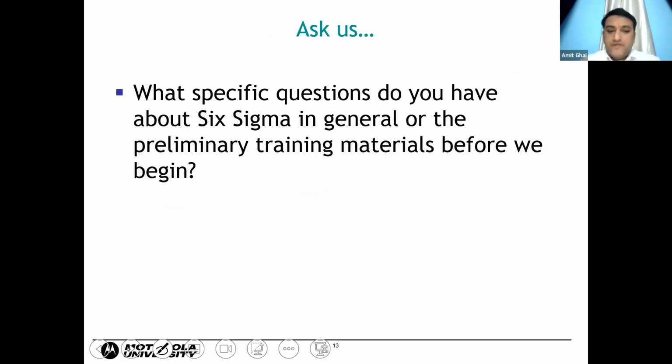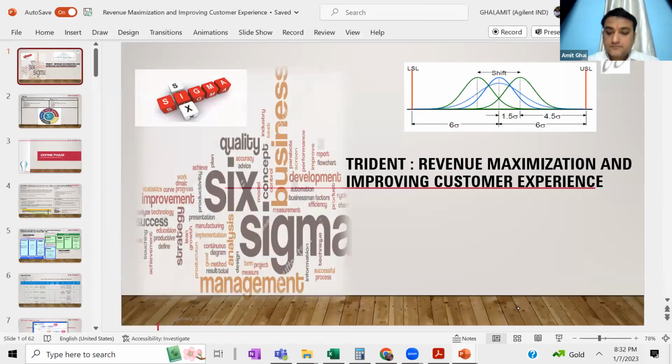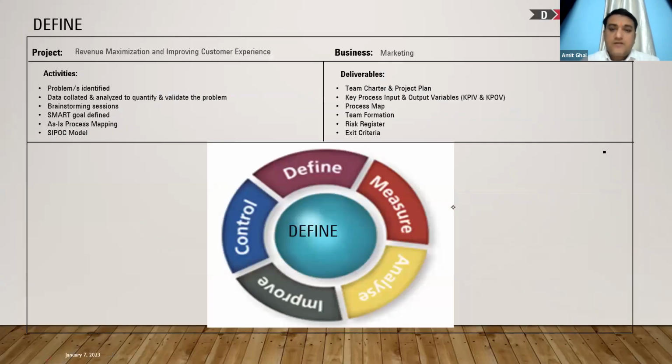So what we will do is, let me walk you through one Six Sigma project at very high level and see how it happens and how we measure the results. One of the projects that I did was revenue maximization and improving customer experience for a company where basically they have the quotations coming from the customer. They wanted to convert it into a better revenue generation model. This is the first slide, the define phase.